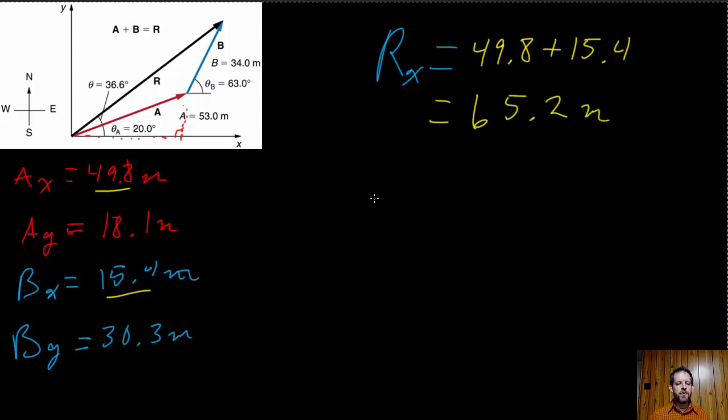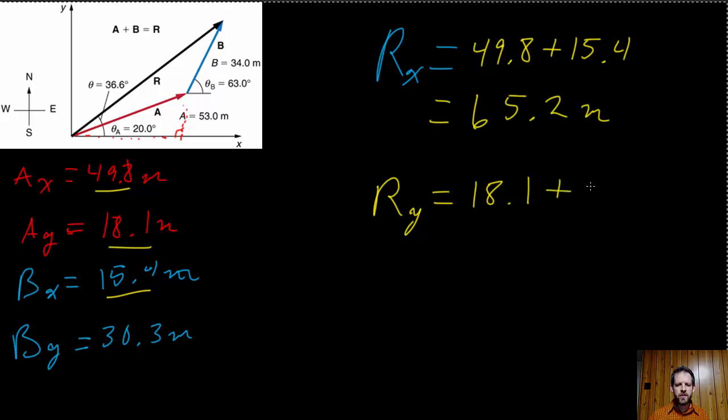Okay, so for the y component of our r vector, r sub y, you do the same thing, but you add the y part. So it's 18 and 1/10 plus 30 and 3/10. When you add those together, let's see, we end up with 48 and 4/10. So that is the x and y part.